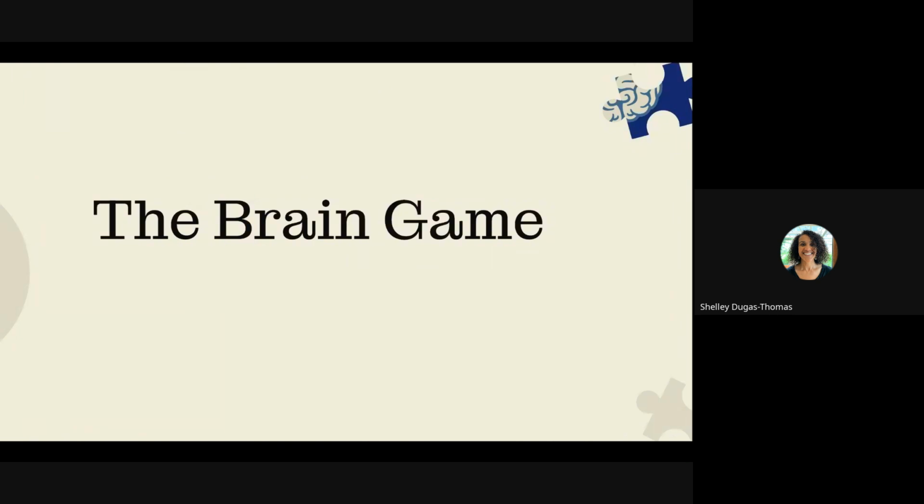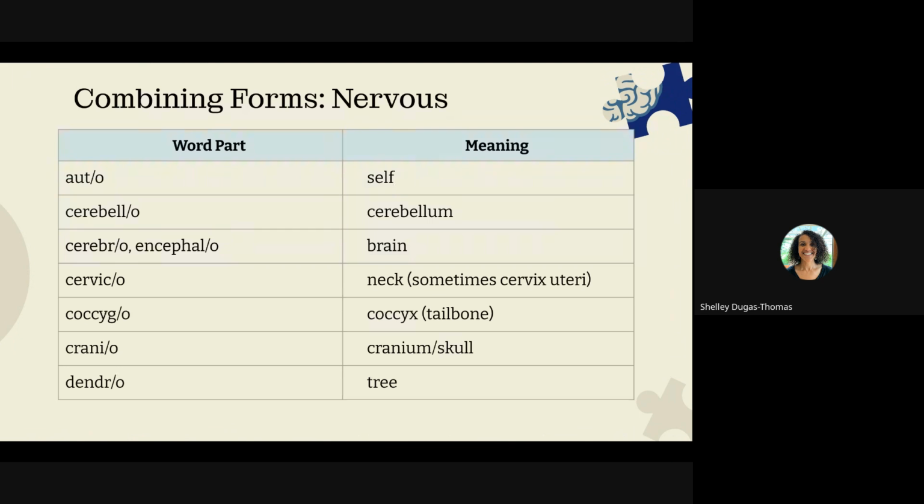And this is just the brain game. You can link to this and it will test you on the different brain sections. So you can practice on your own with that.